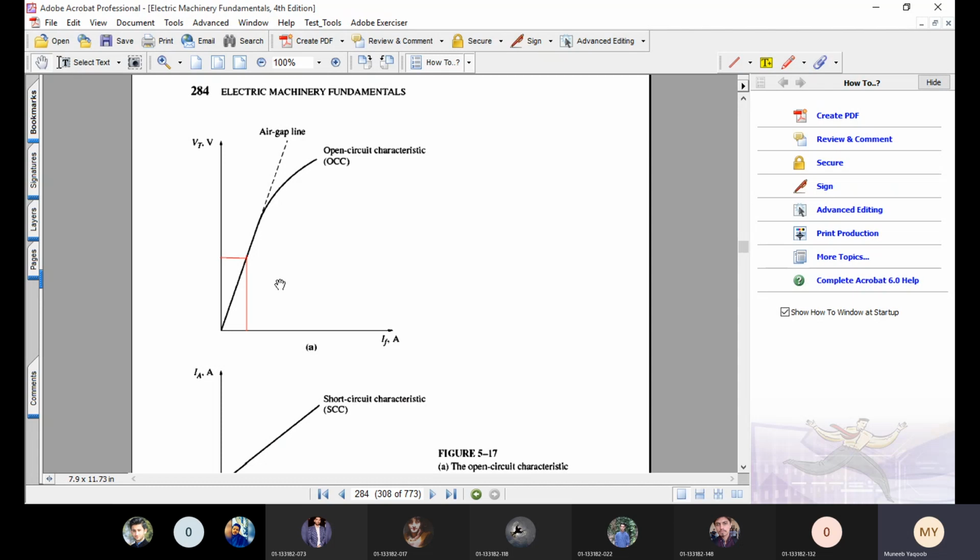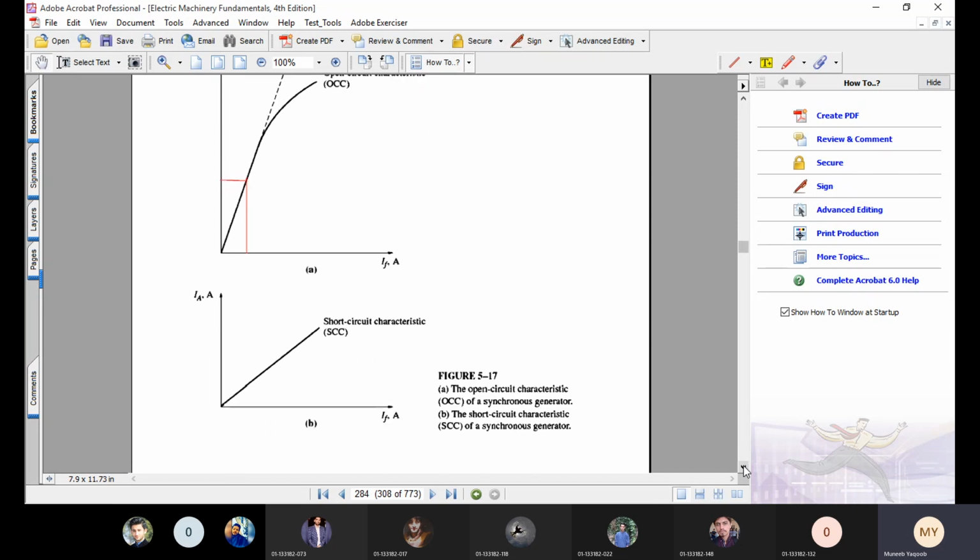Why? Because if the connection is star connection, then the internally generated voltage is just the terminal voltage divided by root 3. And if the connection is delta connection, then the terminal voltage itself is the internally generated voltage. So it's very simple. Now coming to the next task, how we perform or conduct the short circuit test.